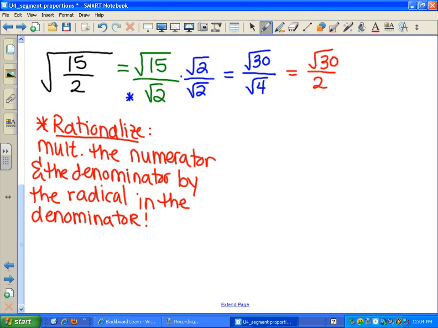Now I can try to break down 30. I can go 2 and 15, and then I can go 3 and 5, but I have no pairs, so it doesn't simplify. So my answer is the square root of 30 over 2. Okay, let's go ahead and try some more examples.